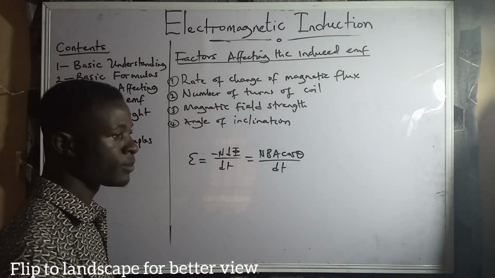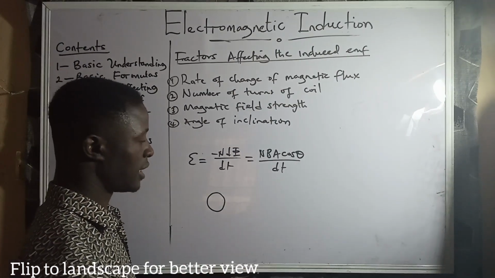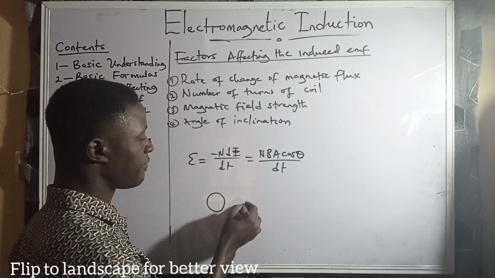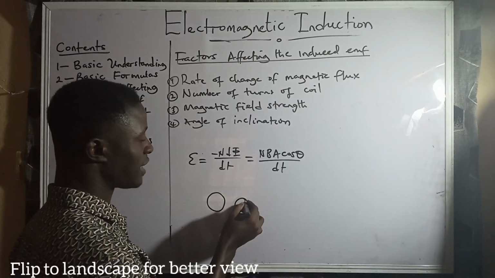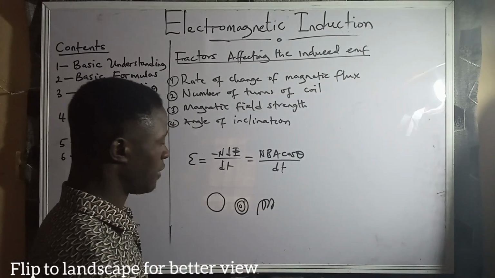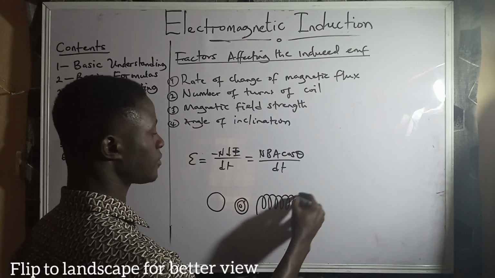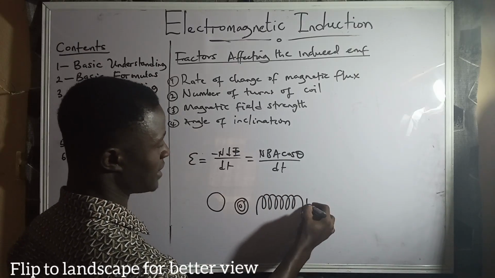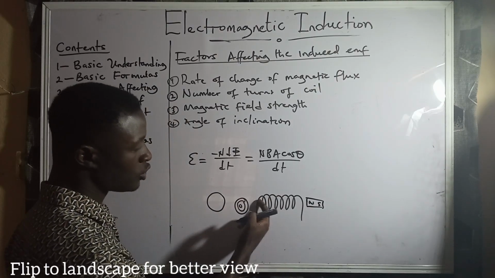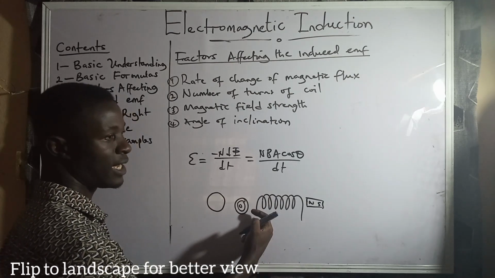Then number of turns means that if you have a circular coil like this, it will be different. The induced EMF in a single circular coil will be different from if you have several circular coils, like this. Let me show you. Let's assume that a coil of wire is like this, and you pass a magnet, this is N S, into this coil of wire. Let's assume this is a several-turn coil of wire and the magnet can enter into it.